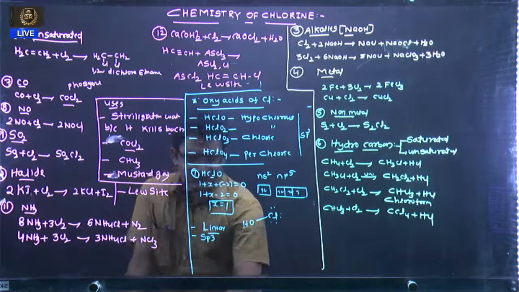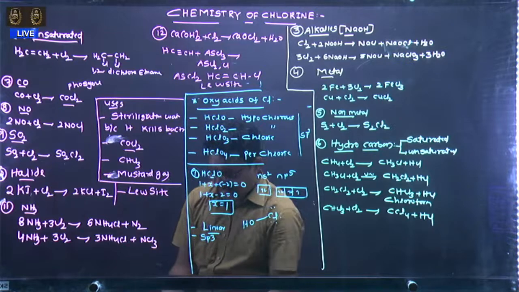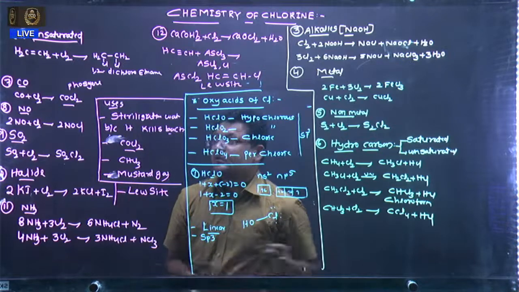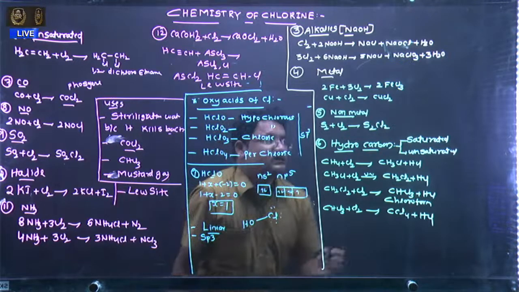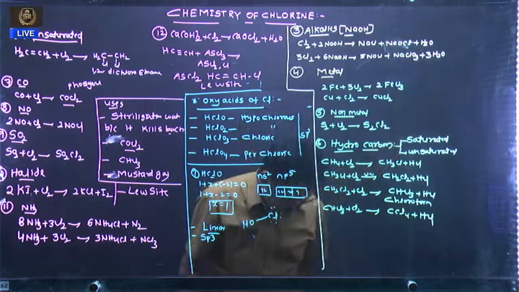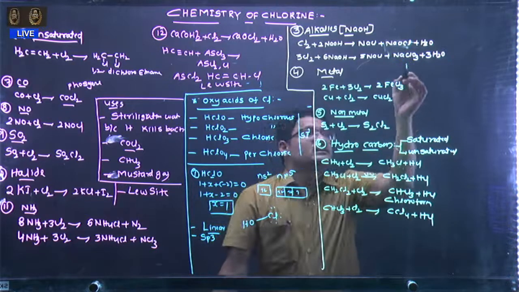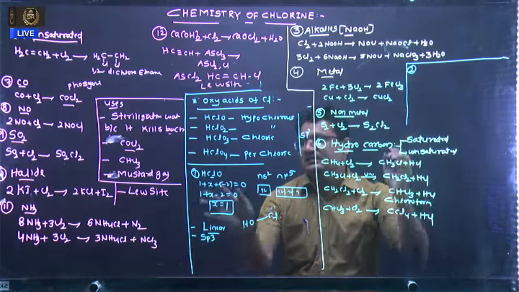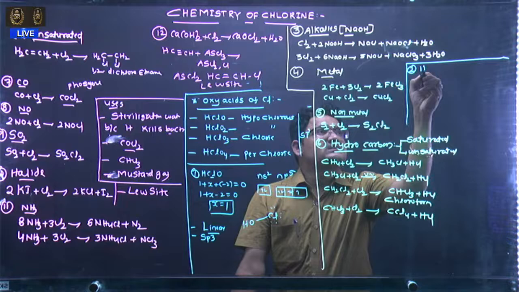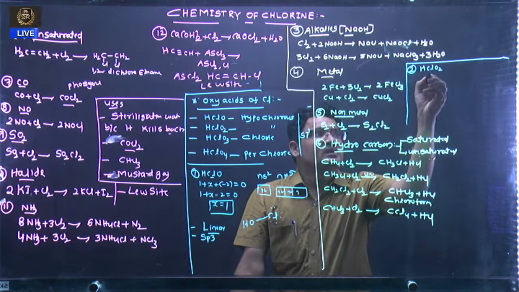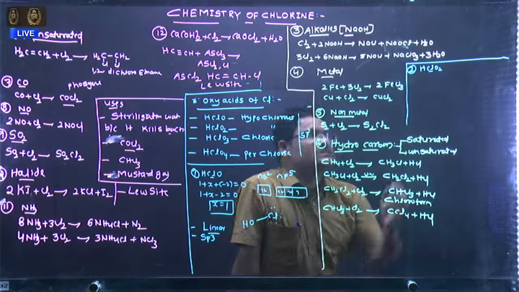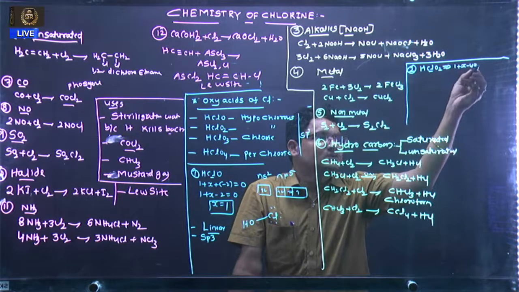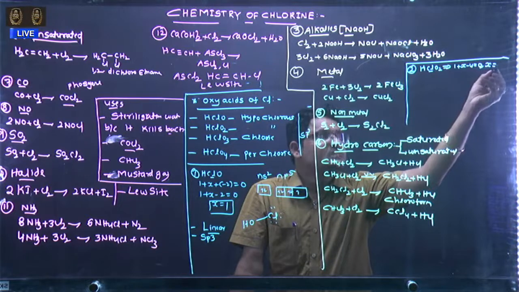After hypochlorous acid, the next one is chlorous acid. The second one, whose formula is HClO2. First we find the oxidation state. 1 plus x minus 4 equals 0.